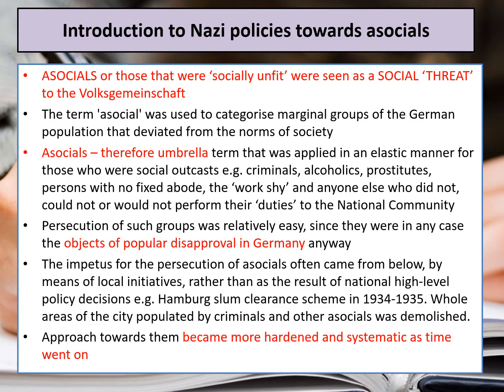One of the groups that you need to know about is the asocials. Now, asocials were seen by the Nazis as socially unfit, and therefore they were seen as a social threat to the Volksgemeinschaft.